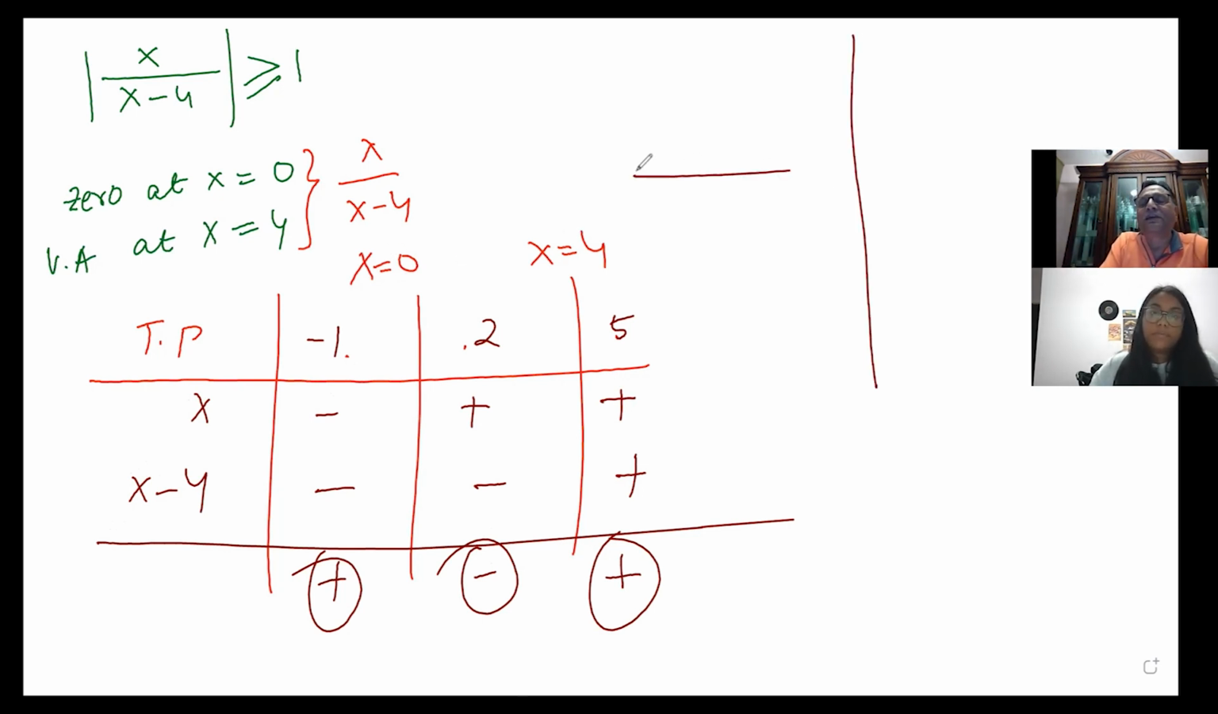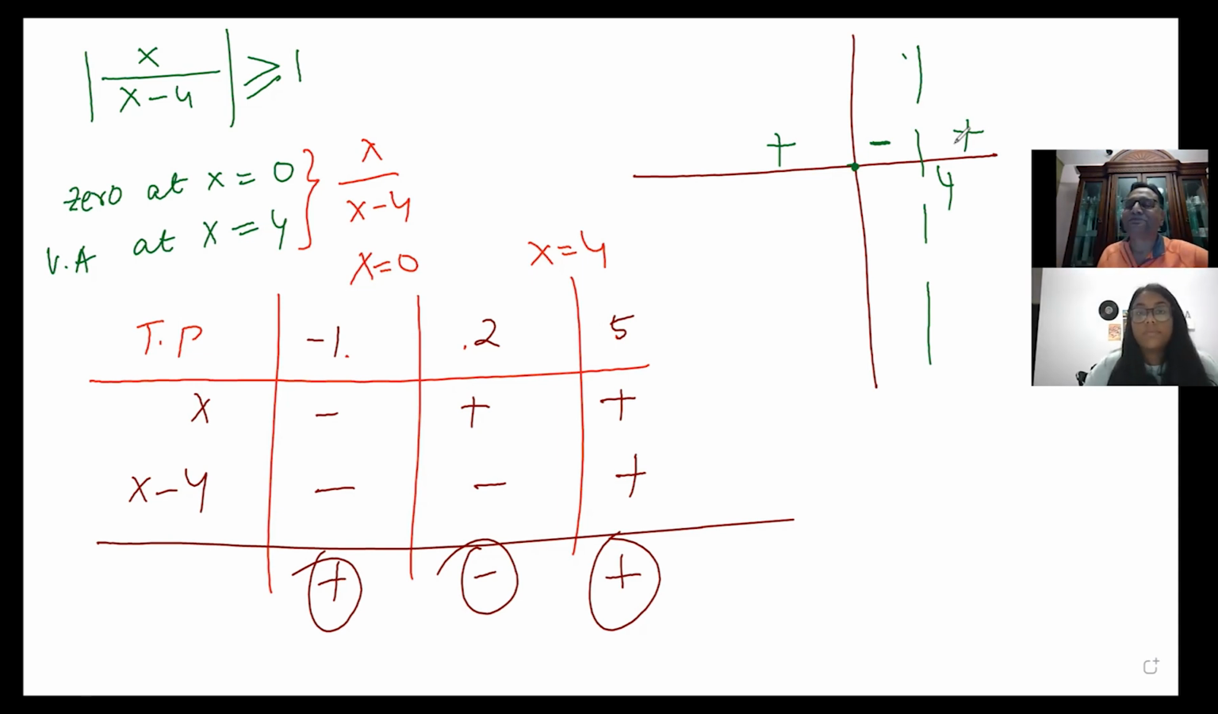So if I sketch this graph, we have a vertical asymptote at 4, a 0 at 0, right? So this function, between 4 and 0, it is negative. And thereafter, it is positive on both sides. So if you sketch, in this interval between 4 and 0, it is negative. So I'm just writing negative here. I'm not drawing, but it is positive in these two intervals. You get the idea? Yeah.